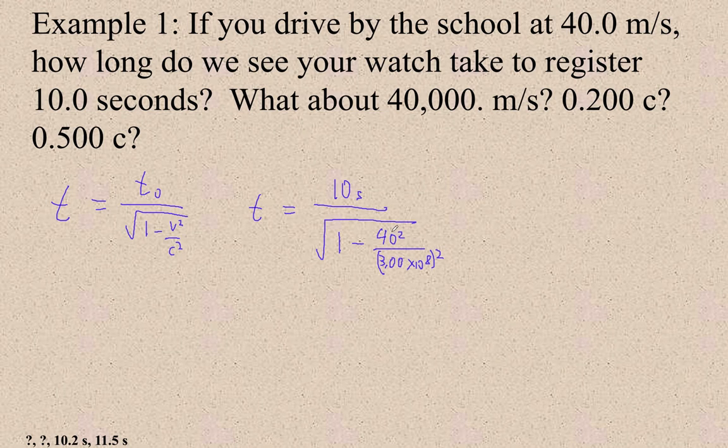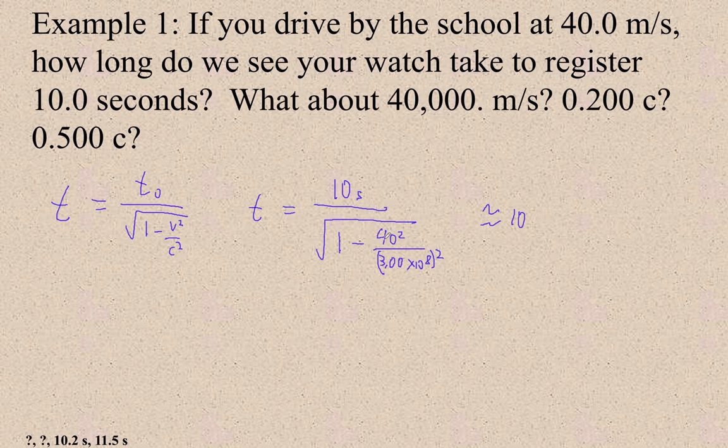Okay, now spoiler alert, our calculators aren't sensitive enough to actually figure this out. There is some effect, but it's really, really small. So let's see if my calculator can do this. I'm going to go 10 divided by the square root of 1 minus 40 squared divided by 3e8 squared. And of course I get 10, right? That's about 10, because the calculator isn't accurate enough to do this.